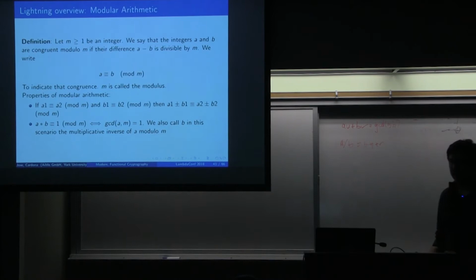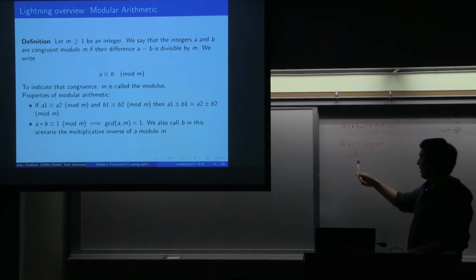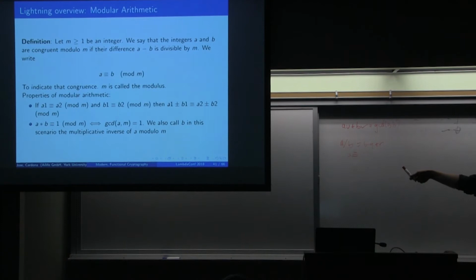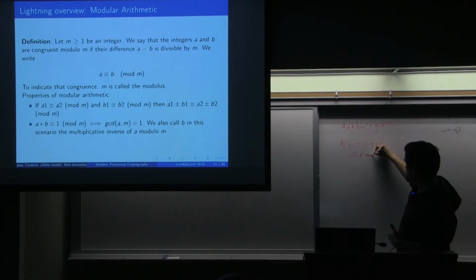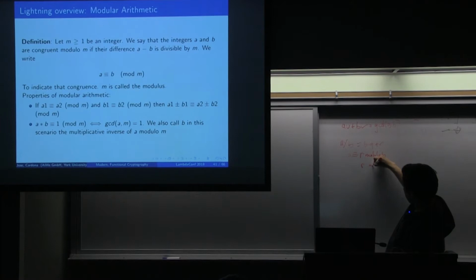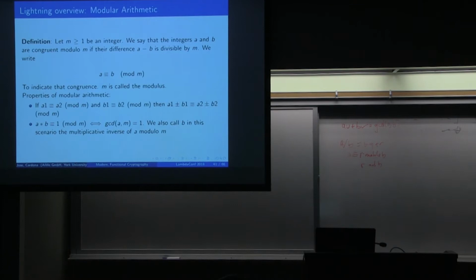This is another way of saying that A is congruent to R modulo B, or R mod B. By the way, in logic you see this as essentially like equality, sometimes Boolean equality, or propositional equality, however you want to call it. In this case it's called congruence. This is the remainder, of course. It's the same thing. So really easy and simple, powerful concept.